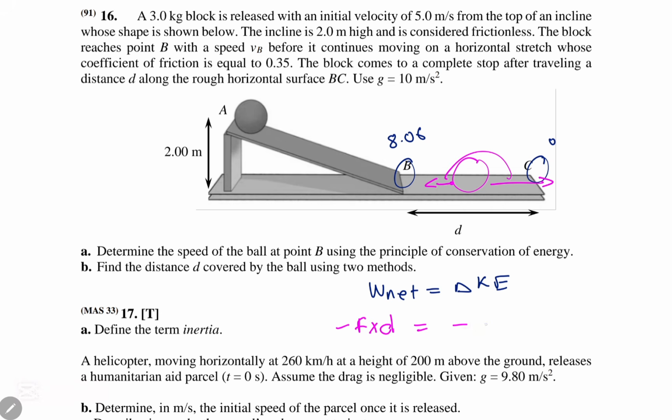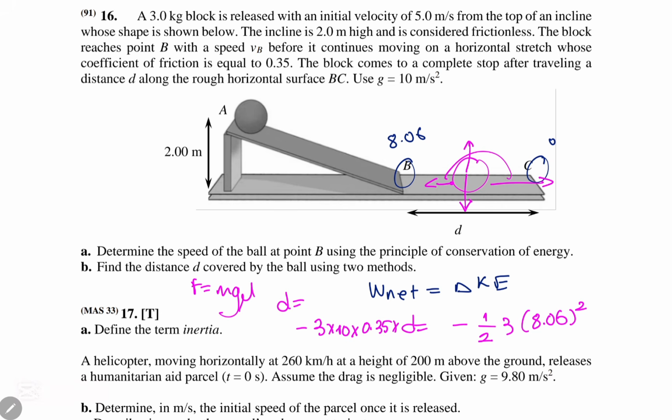So it's basically going to be minus 1 over 2 the mass, right? Which is 3 kg, times the velocity squared, which is 8.06 squared. My frictional force, it's my normal force times mu. Here my normal force is basically the weight of the ball, so it's gonna be mg mu. So it's gonna be minus 3 times 10 times mu, which is 0.35, times the distance d is equal to whatever that is. So then d, it's gonna be equal to what?